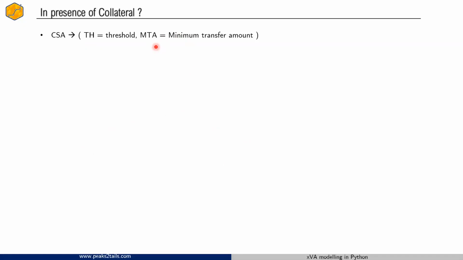Doesn't make sense to transfer pennies and a few dollars, right? The minimum transfer amount is there to improve operational efficiency, so that we don't end up transferring small amounts.